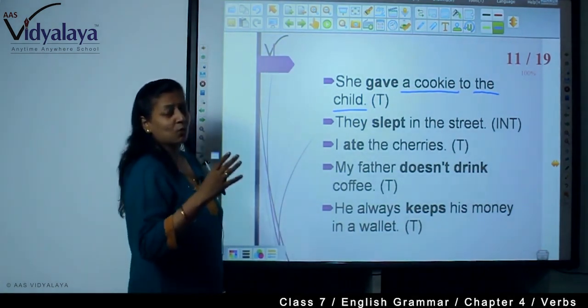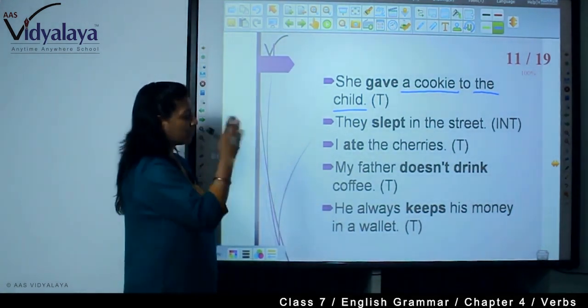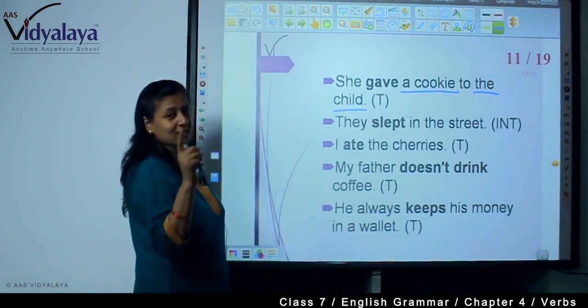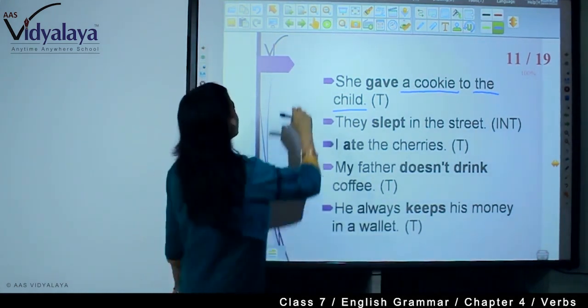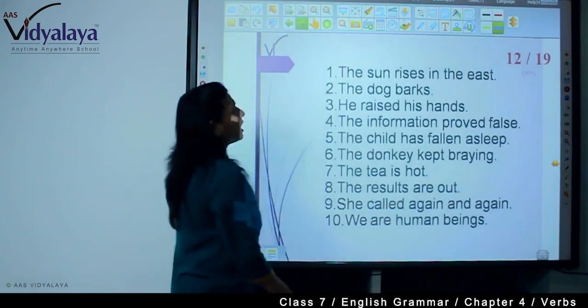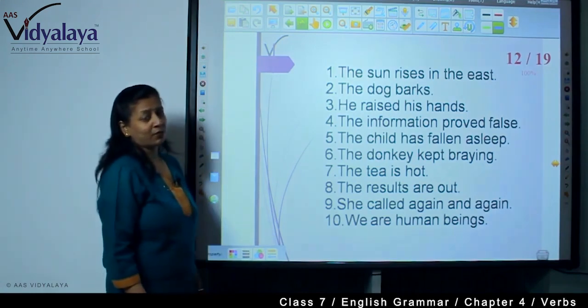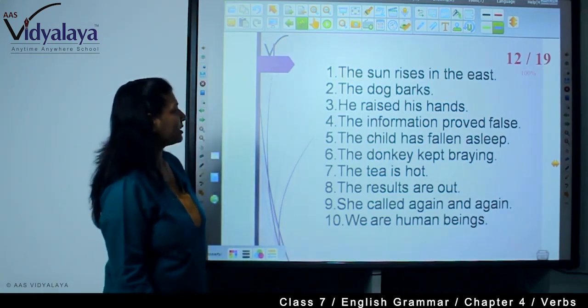You are seeing who or what. So you are getting objects. So everywhere we are getting objects, that means these are transitive verbs. Now there are a few exercises. Exercises are here. You have to find whether these are transitive or intransitive.